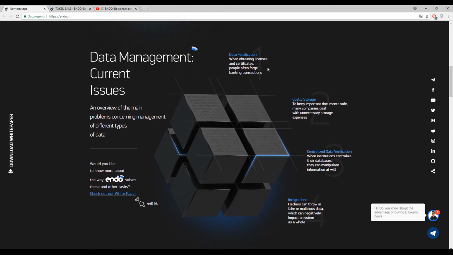And here, guys, you can find some problems of data storage. I think that you know all of it. The first one is data falsification. I think it's all clear in this area. Another thing is costly storage, and you know that in centralized companies holding documents is expensive. Another thing is centralized data verification, so these institutions can use your information and of course they can change it if they want. And the last thing is integrity, so hackers can hack your data or even steal it.